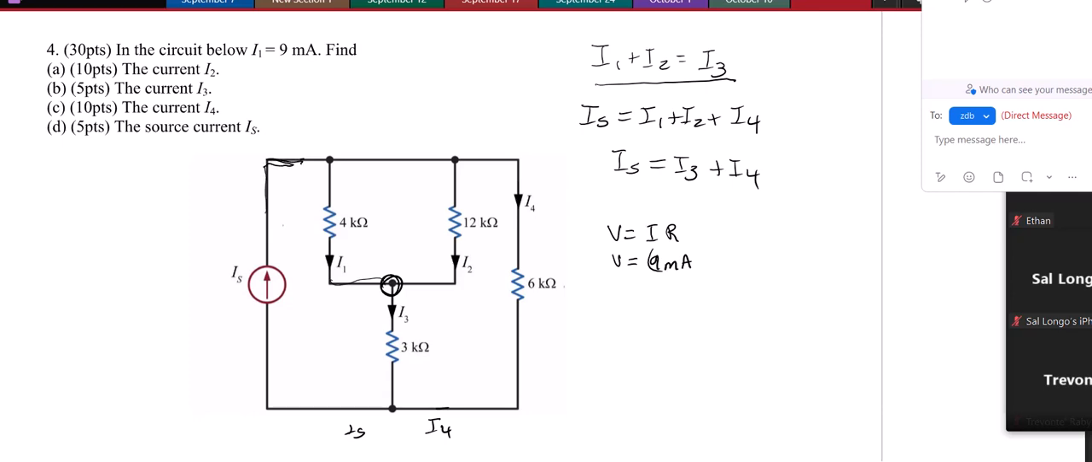IS is coming up to the top. At this top, we can see it splits into three currents. It splits into I1, I2, and I4. So IS has to equal I1 plus I2 plus I4.